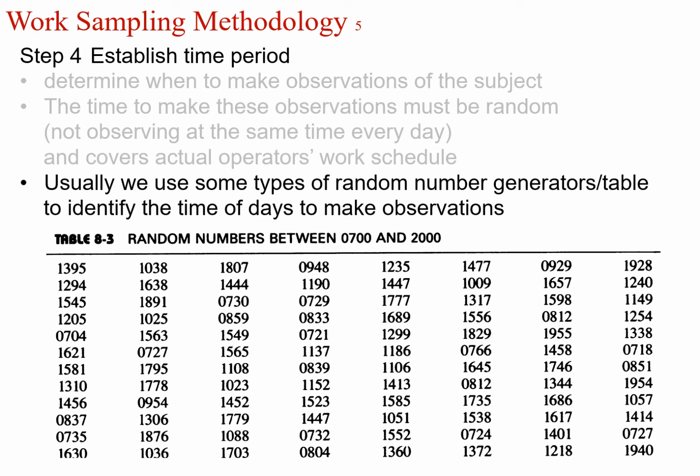The table here is random numbers between 7 a.m. to 8 p.m. work schedule with 96 observations in a day. We can adjust the table to address some break periods in work schedules if you want to. Numbers in the table must be calibrated to meaningful time points. For example, the first number 1395 would mean 1300 hours plus 95% of 60 minutes. This would mean 1357 hours.